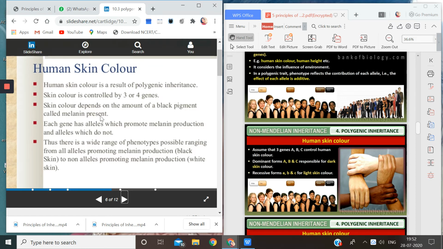So each gene has alleles. Suppose there are 3 genes which are representing skin color. So each gene will have alleles. How many alleles? Let us take that at least they will have 2 alleles. So if 3 genes, how many alleles will we have? 6 alleles we will have. And there are alleles which promote melanin production and alleles which do not. Now all the 3 genes will have alleles. Either the allele will produce melanin or the allele will not produce melanin, right? So thus there is a wide range of phenotype.